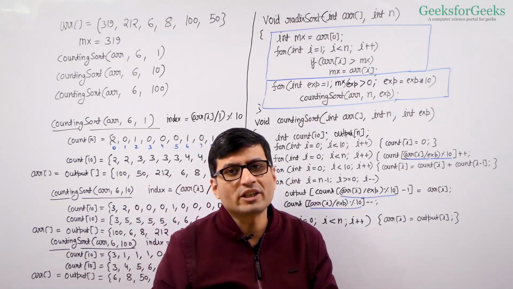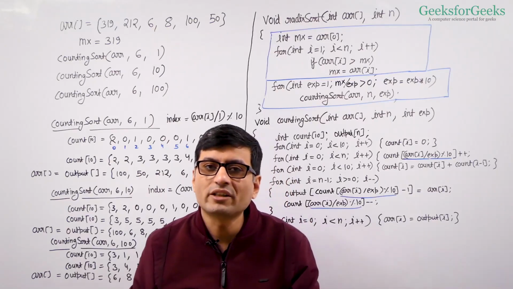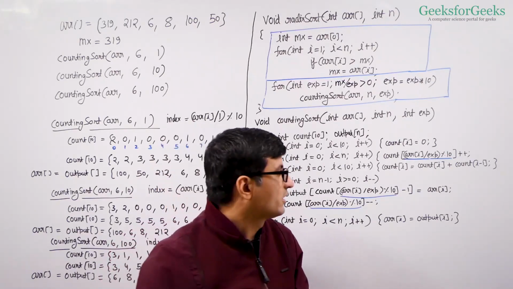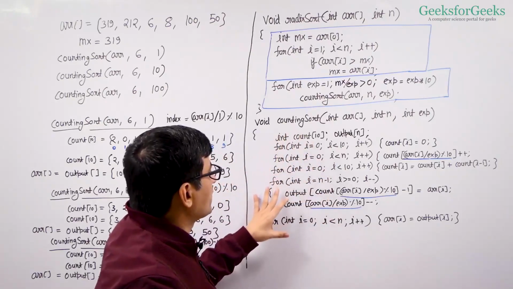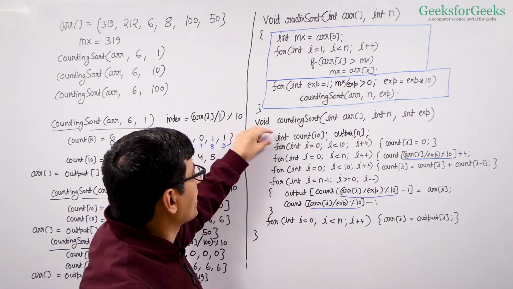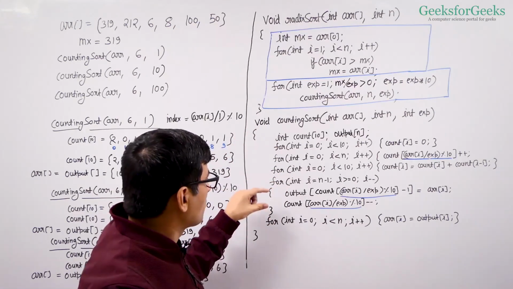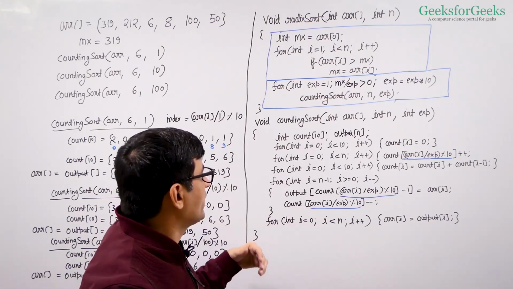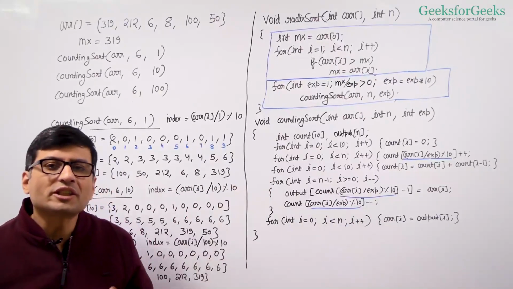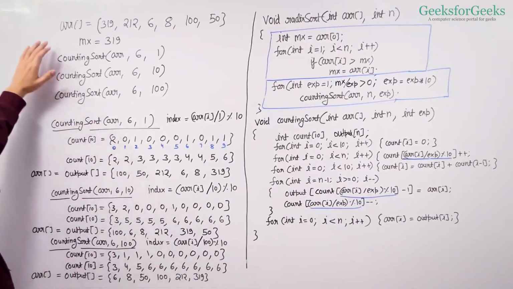So these expressions give you the digit according to the value of exp. When exp is 1, it gives you the last digit. When exp is 10, it gives you the second last digit. When exp is 100, it gives you the third last digit. And the rest of the logic is exactly the same as counting sort. We are making a count array, then we are making an output array, and we are filling this output array using the expressions here. Let's now see the step-by-step working for this particular example.